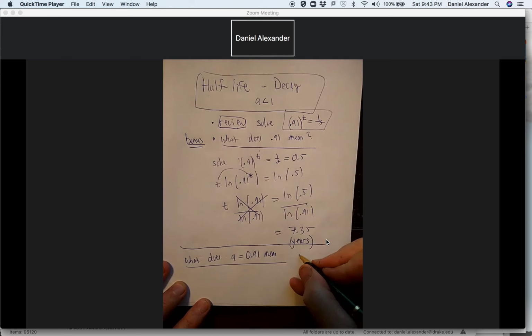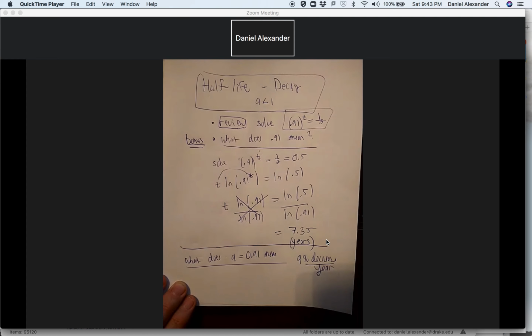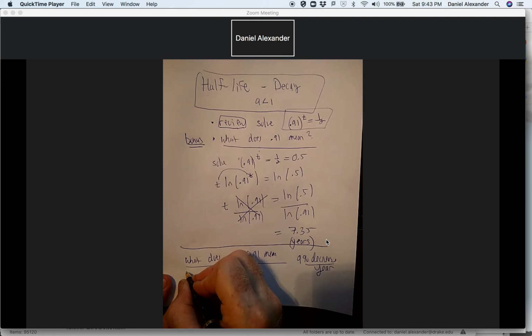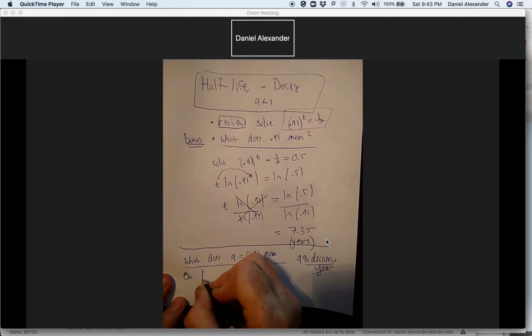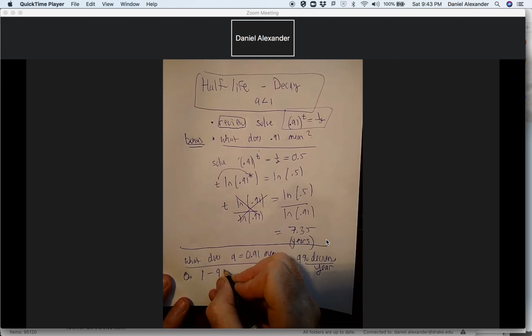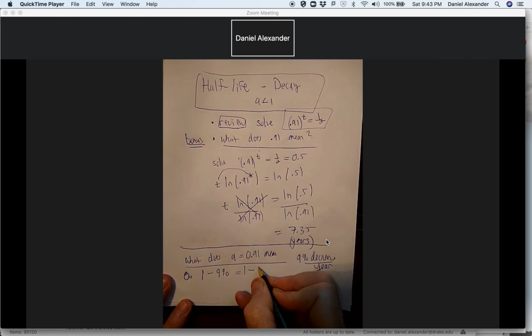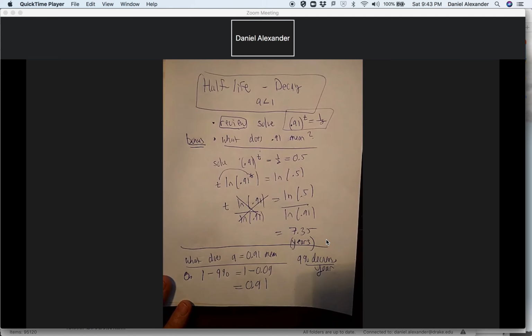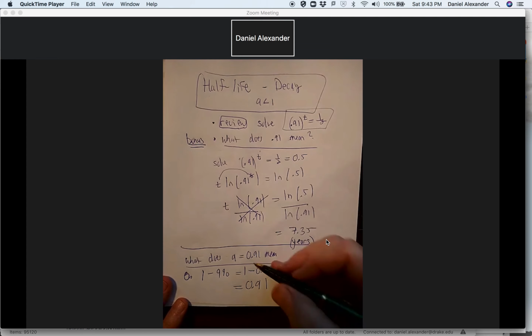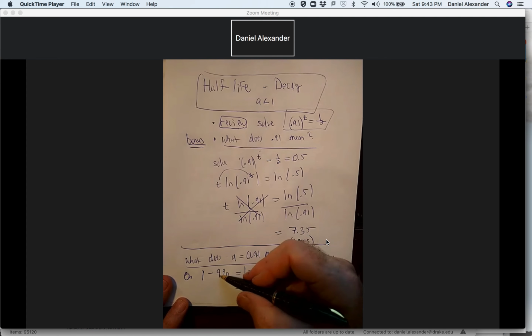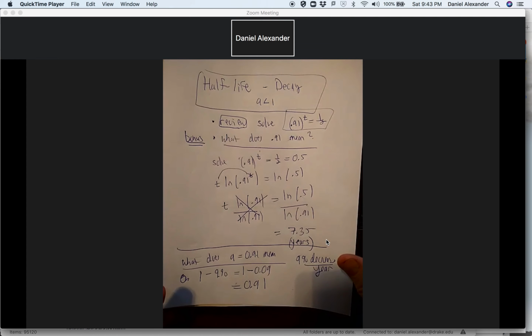What it means is there's a 9% decrease every year. So it's like anti-interest. How do I know that? Well, 1 minus 9%, that would mean a 9% decrease. It's going to be 1 minus 0.09, and that's going to be 0.91. So that's how you interpret it. You subtract whatever number this is from 1, and that's your decrease rate per year or per time unit.